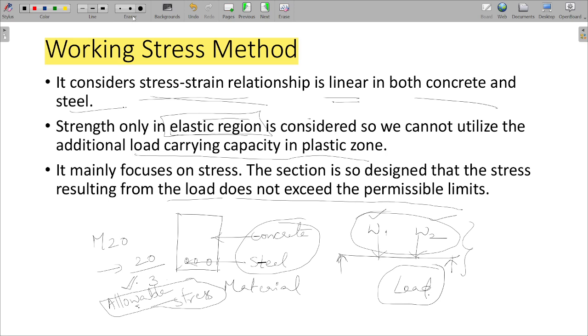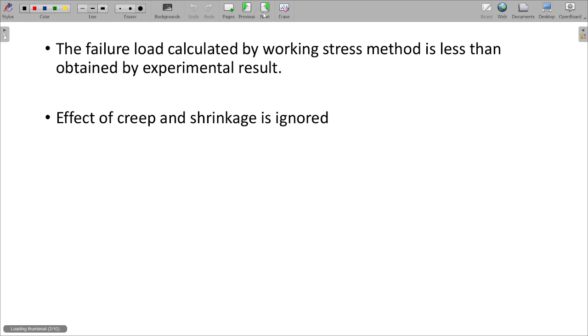This is about the working stress method. And one more thing: as I mentioned earlier, the failure load which is calculated using the working stress method is lesser than the experimental result. Why? Because we are considering only the elastic region strength, and we are completely ignoring the plastic portion.